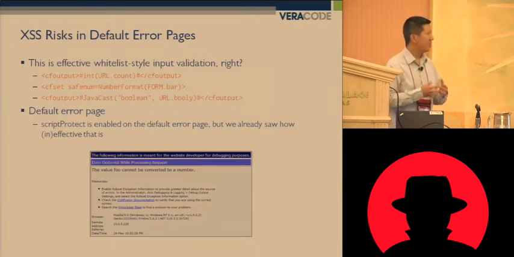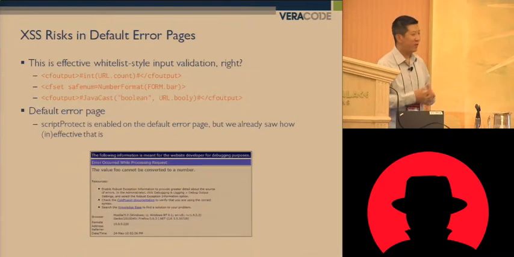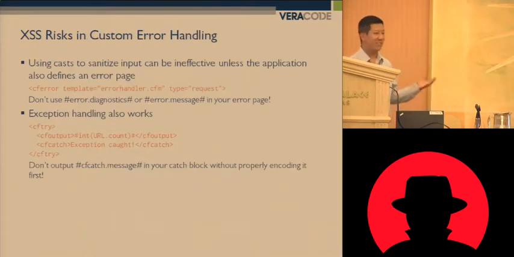Now, it's worth noting that on the default error page, script protect is always enabled at the runtime, but we already saw how it's easy to bypass script protect, so it's almost not even worth mentioning that it's enabled. So you're trying to do the right thing, and you create an exploitable condition. And that's not documented anywhere.